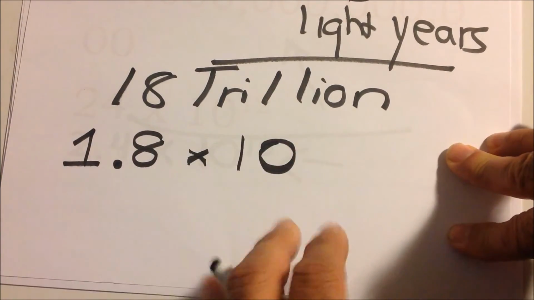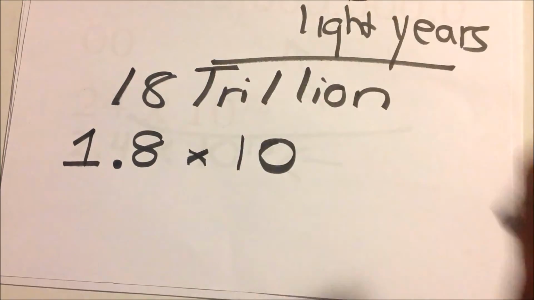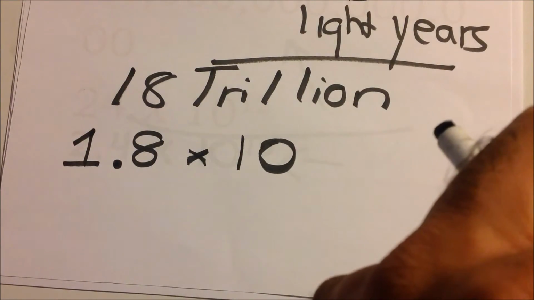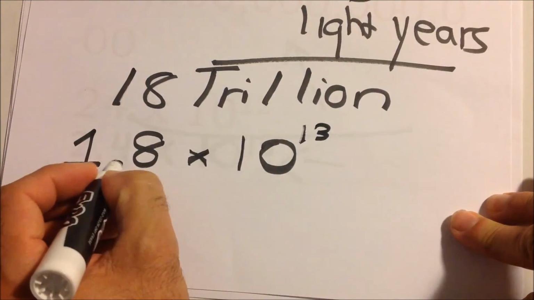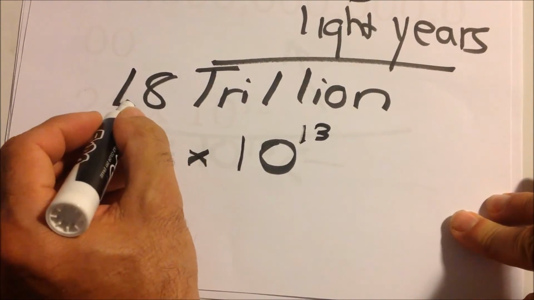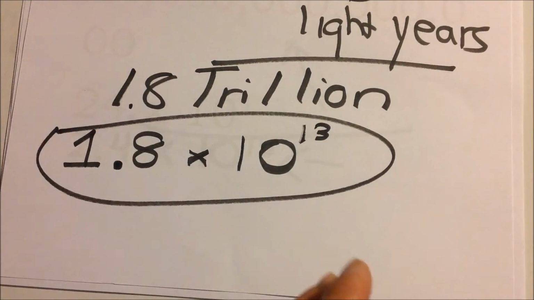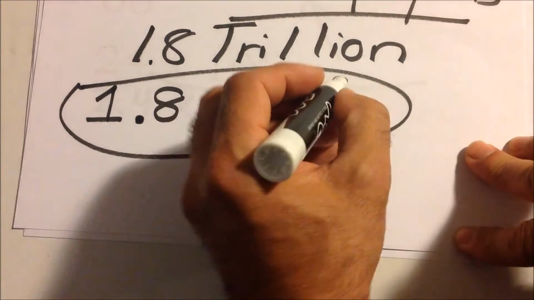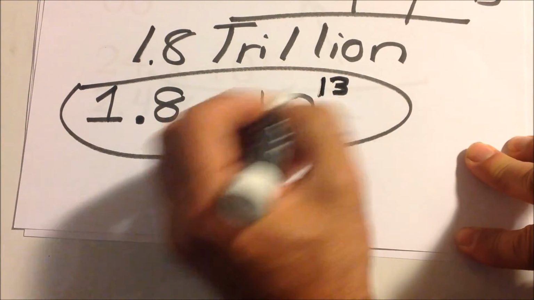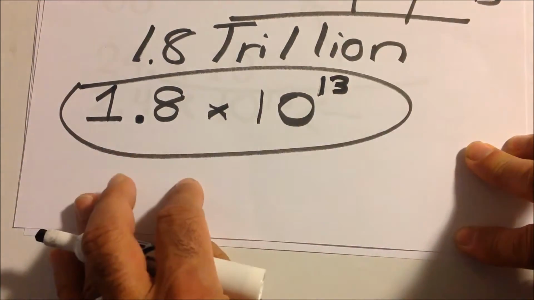Now, how many miles are in a trillion? Well, how many zeros are in a trillion? So we know there's 12 zeros in a trillion. But we have to remember that we put this decimal back one. So it'll be 1.8 times 10 to the 13th power. That's in scientific notation. And if we wanted to check, this exponent right up here tells us how many times we should move this decimal. We'll move it 13 times.